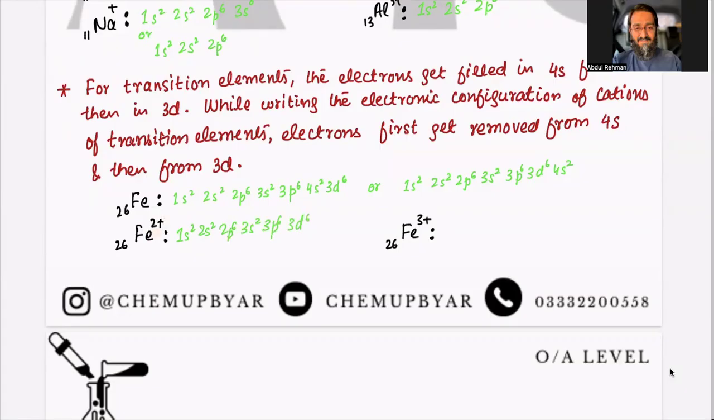And over here, if it's 3 positive, it means that the first two electrons are going to be lost from the 4s, and then the third one is going to be lost from 3d. So the electronic configuration is going to be 1s2, 2s2, 2p6, 3s2, 3p6, and 3d5. Yes, is this clear?